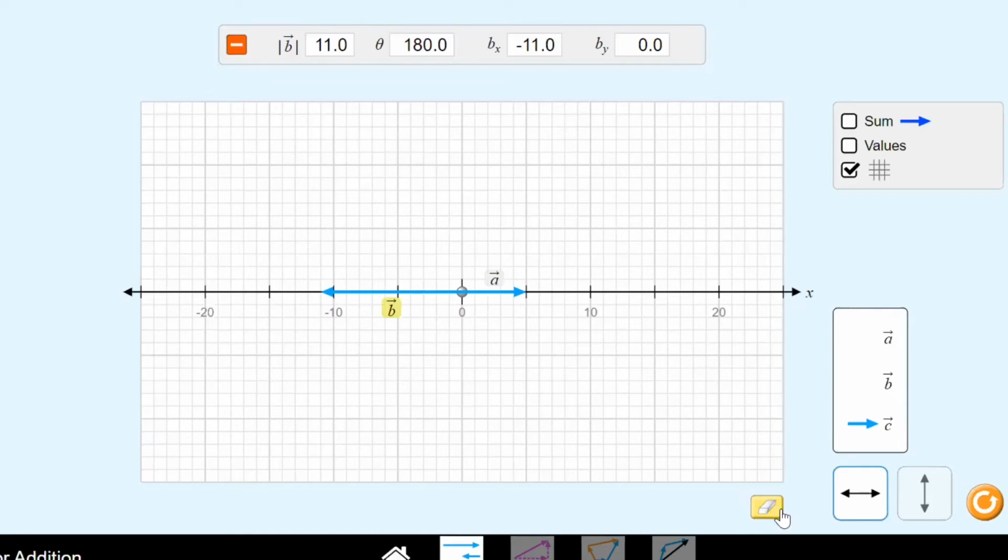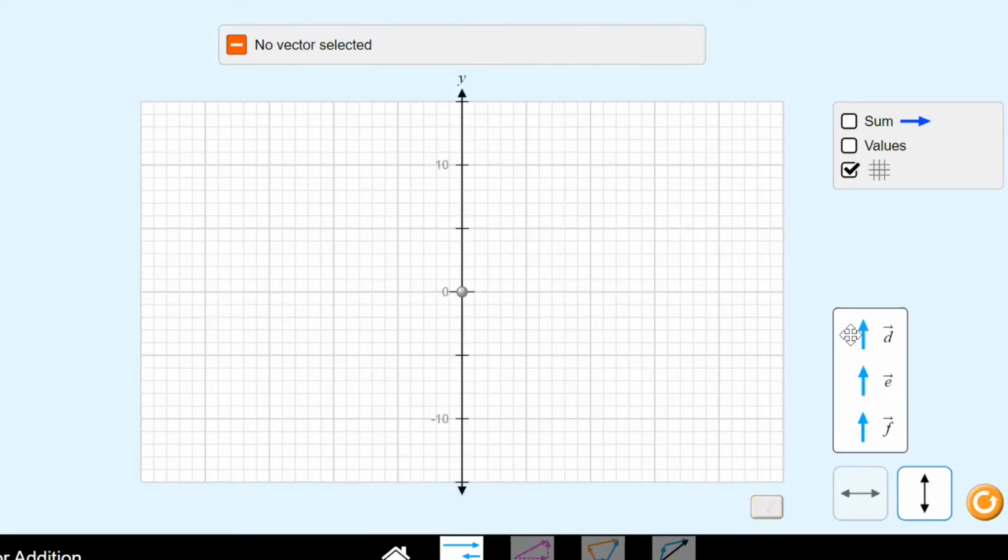Right now, I want to look at the y-axis. Okay, right now I have vector D. In this case, vector D doesn't have any x component. It has only a y component. And its y component, if we say upward direction is positive, is 7 meters and it's positive. And I show another vector that is E, and I want this one to be negative.